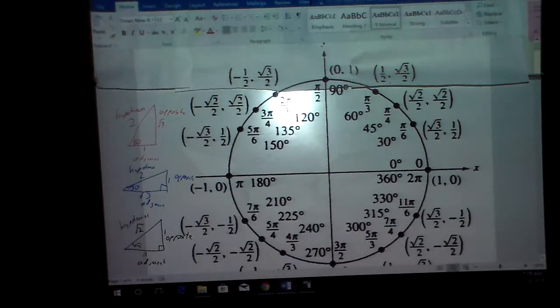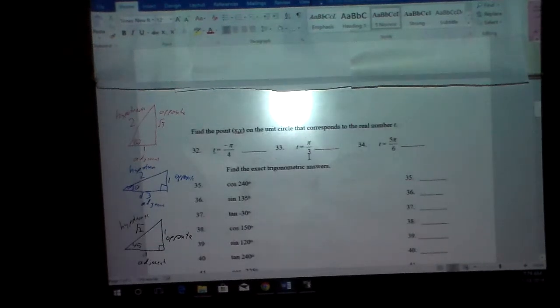And see this value here? The answer here is square root of 2 over 2, negative square root of 2 over 2. This is the answer right there, what they're looking for. All right? So now for the second one.